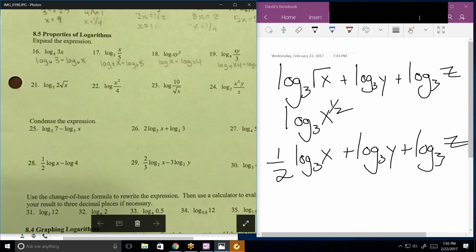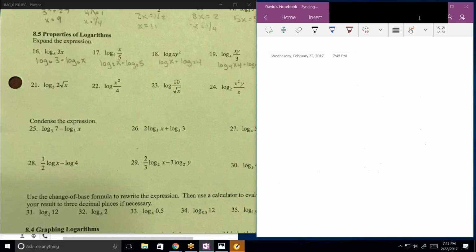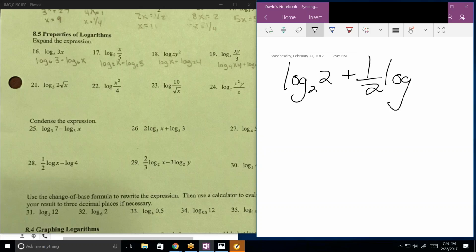How about, we're still expanding. We got enough time. Want to make sure we do some condensing also. Definitely. But let's look at 21. So would this be log base 5 of 2 plus 1/2 log of 5 plus x? Or x, not plus x. Of x, yeah, perfect. Exactly.